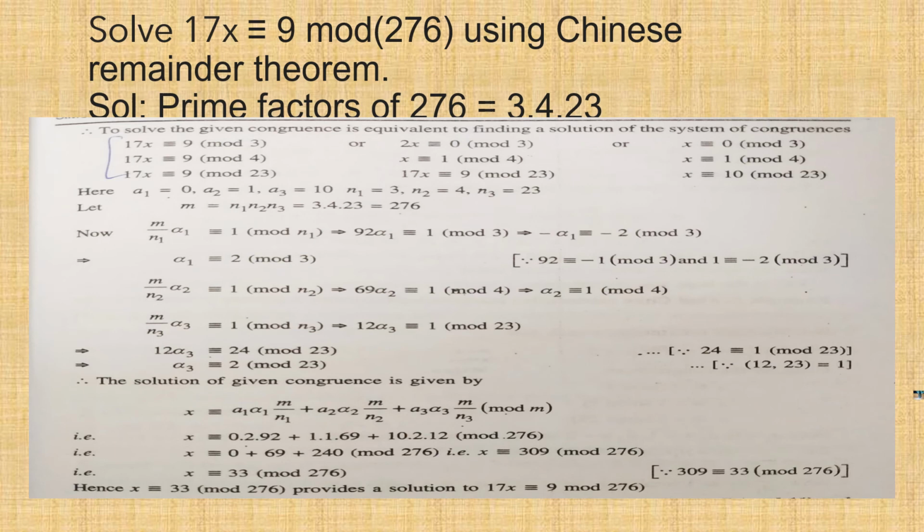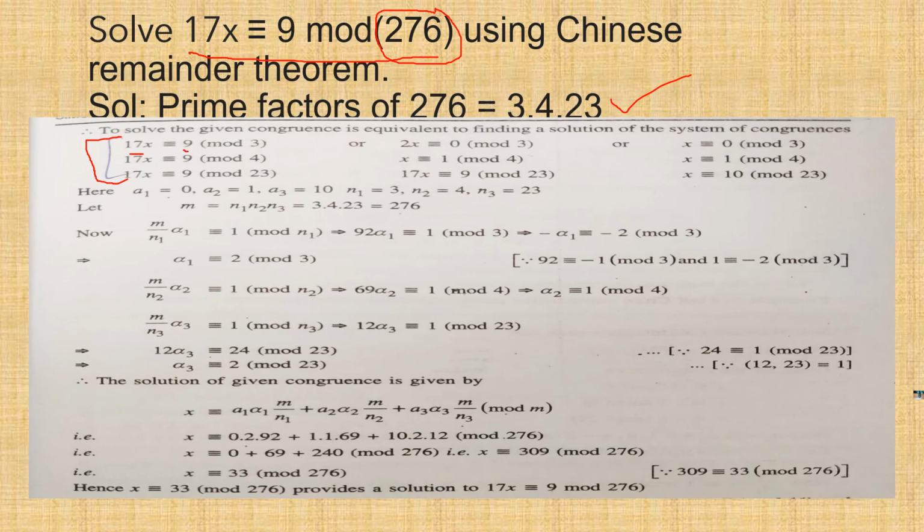One more example. Solve 17x congruent to 9 modulo 276, where only one congruence is given to us. We will split this congruence into different parts. First of all, find the prime factors of 276. We know that the factorization of 276 is 3 into 4 into 23. So we have a set of three congruences. From here, we have to make them simple congruences. First of all, we will reduce modulo 3, where the remainder becomes 0.